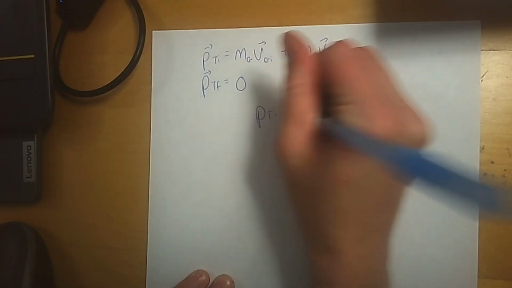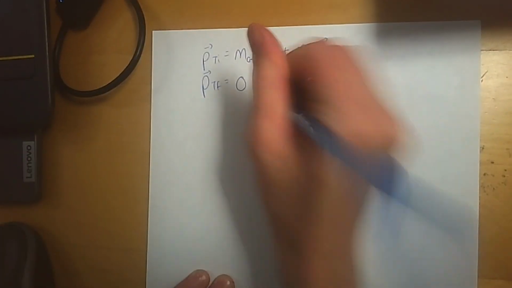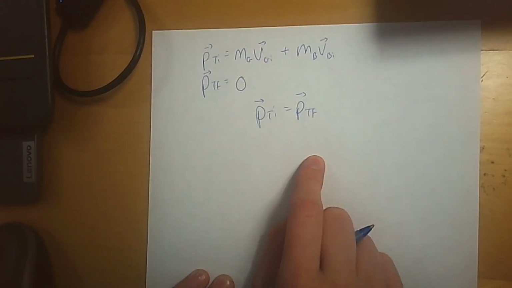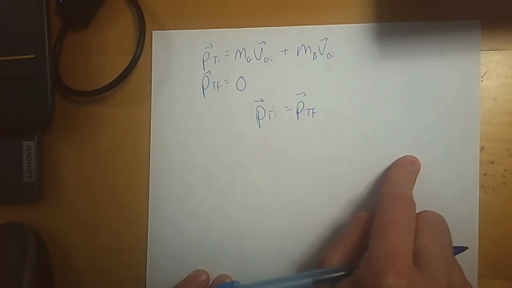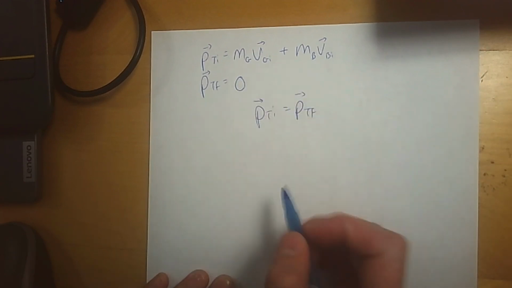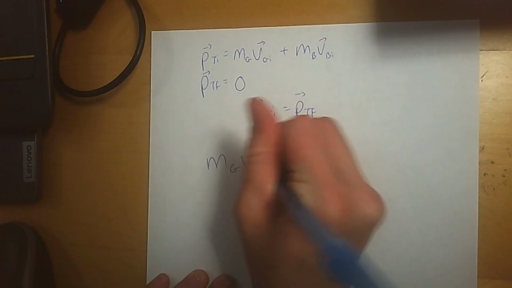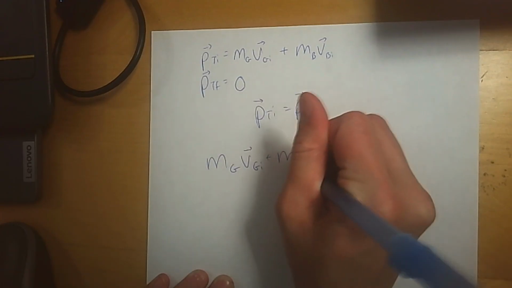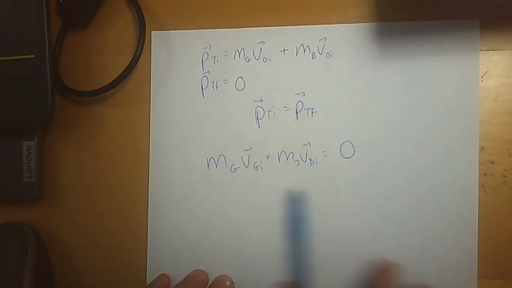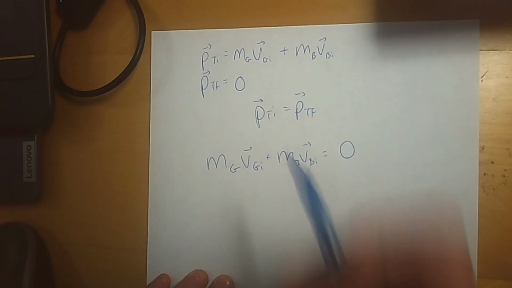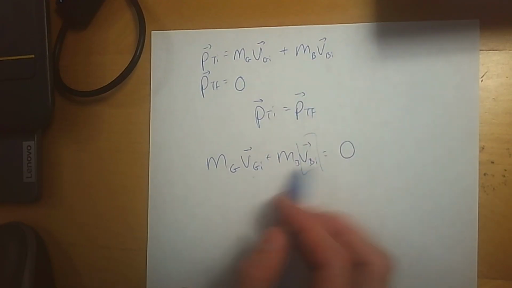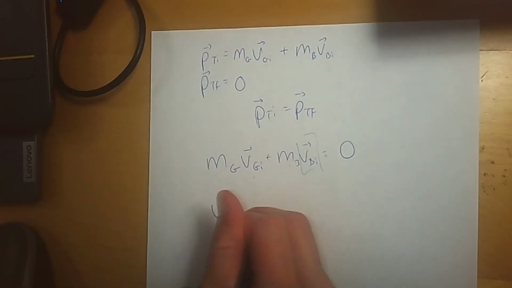Now, I know that the total initial momentum equals the total final momentum. This is the law of conservation of linear momentum. Since these two skateboarders are traveling along a straight line, then we are talking about linear momentum already. So I'm going to set these things equal to each other. We have m_g v_gi plus m_b v_bi, and that equals 0. Now I am trying to look for this velocity right here. So I'm just going to isolate this by subtracting this term from both sides and then dividing by m_b.